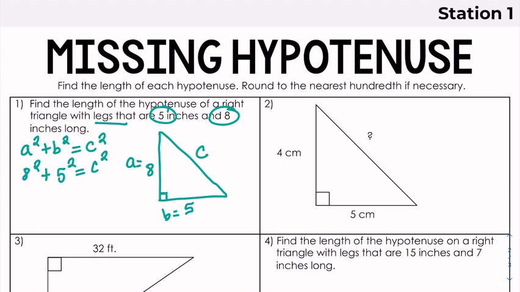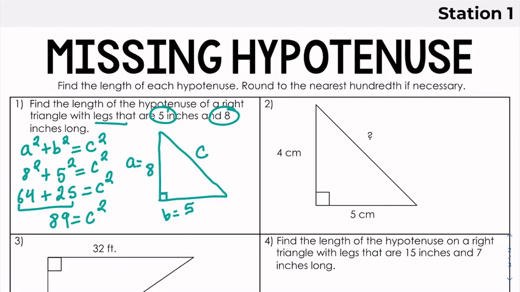All right, after we substitute in the values, we're going to simplify as much as we can. So you're going to start by doing those exponents. Remember, 8 squared, so 8 with an exponent of 2, is 8 times itself. That means 8 times 8. 8 times 8 is 64. The next one, 5 squared, or 5 with an exponent of 2, means 5 times 5, which is 25. All right, now that you've done your exponents, we can add together our two values. 64 plus 25 is 89.